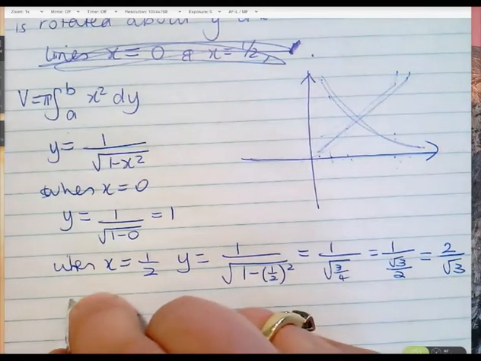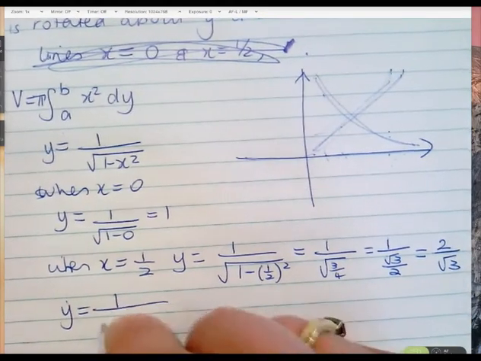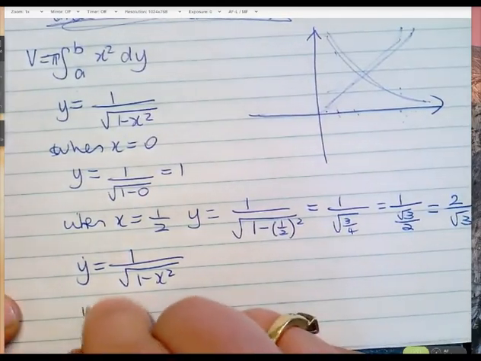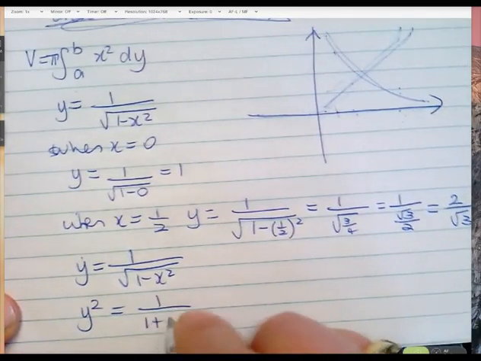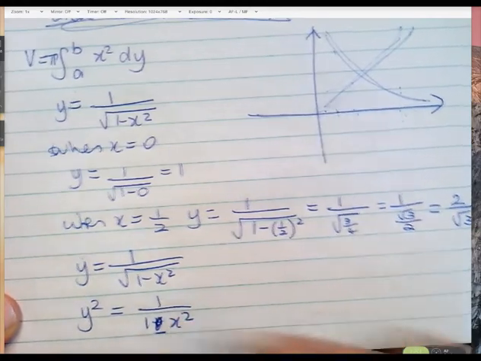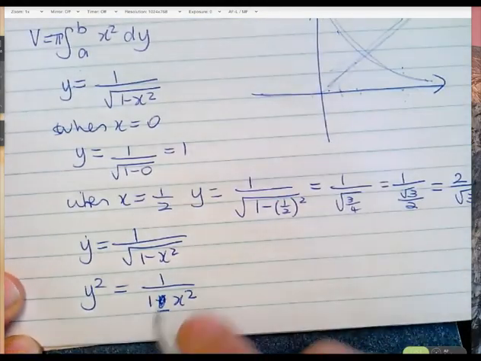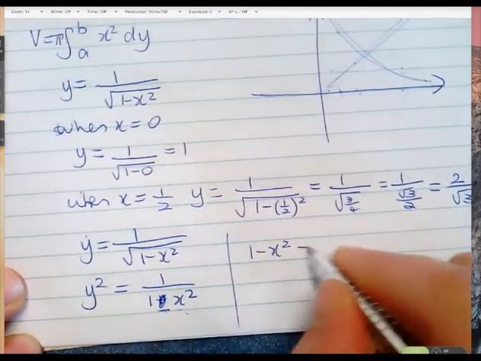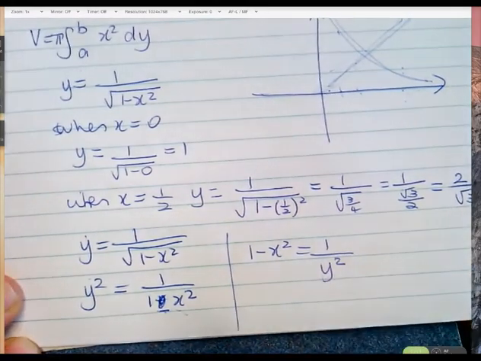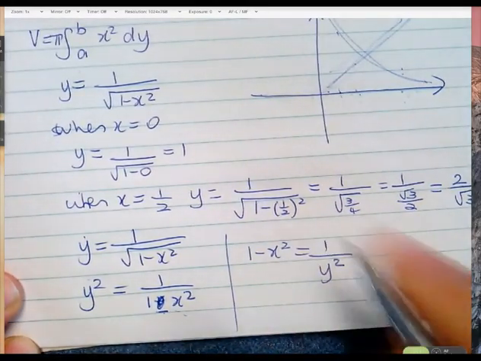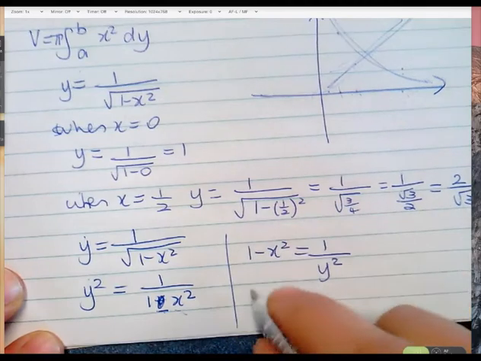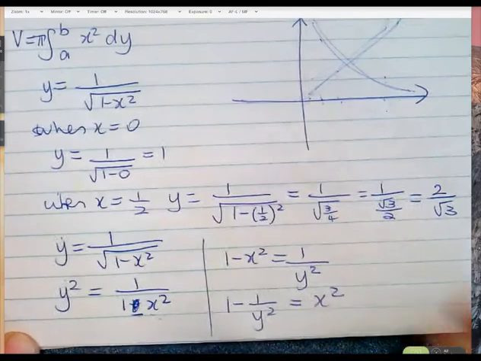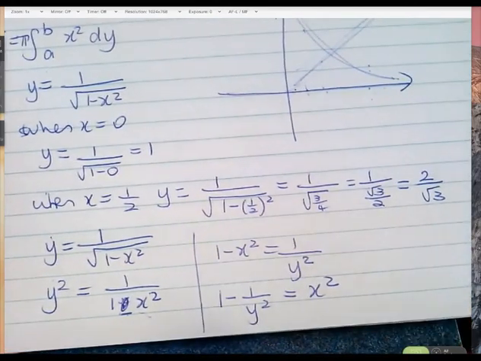All right, wait a sec. Can we start with this? Let's just finish this off. How do I get rid of this square root and make x squared the subject? Square both sides. Oops, that's a minus. Now what do I do? Can we swap that and that? 1 minus x squared equals 1 over y squared. And therefore, can we swap sides as well? So 1 minus 1 on y squared equals x squared. That's looking good.